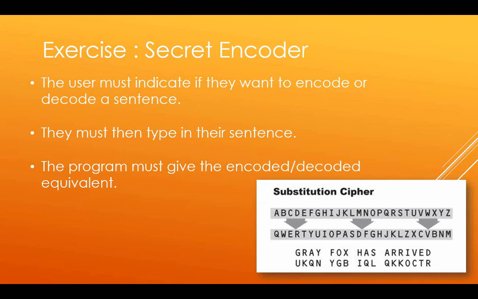Okay, now we're going to do something called the secret encoder. So we are basically going to pretend we're spies during wartime. We've got a super important message we need to get back to HQ, and we need to encode it, making sure that no one can intercept it along the way and change it. Alright, so the user must indicate if they want to encode or decode a sentence. Obviously the one is the opposite of the other one. Okay, but that is not true for all encryption.